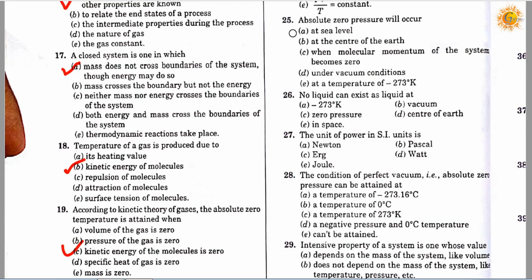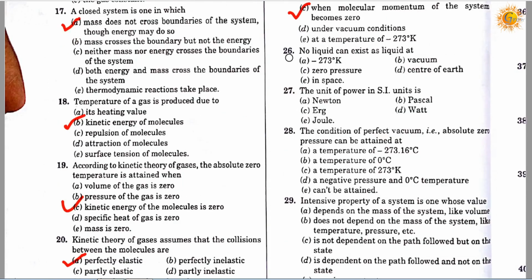Question 25. Absolute zero pressure will occur: option A, at sea level; option B, at the center of the earth; option C, when molecular momentum of the system becomes zero; option D, under vacuum condition; option E, at a temperature of minus 273 degrees Kelvin. So the correct answer is C.